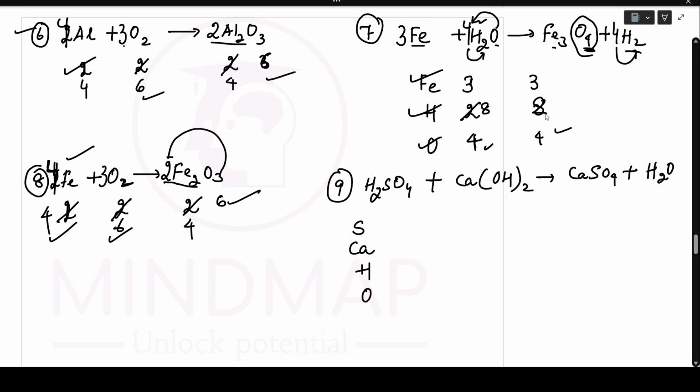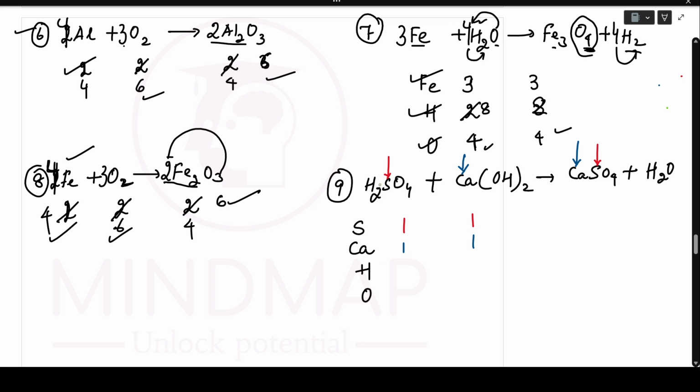Now, let me change the color so that it will become easy for you. Now sulfur here is how many? 1. And on this side sulfur is 1. तो सल्फर हो गया बैलेंस्ड. करेक्ट? चलो अब नेक्स्ट वाला चेक करते हैं. नेक्स्ट क्या है? कैल्शियम. कैल्शियम हियर इज 1 एंड कैल्शियम हियर इज ऑल्सो 1. डन? ओके, कैल्शियम एंड कैल्शियम हो गया. अब चलते हैं नेक्स्ट में.